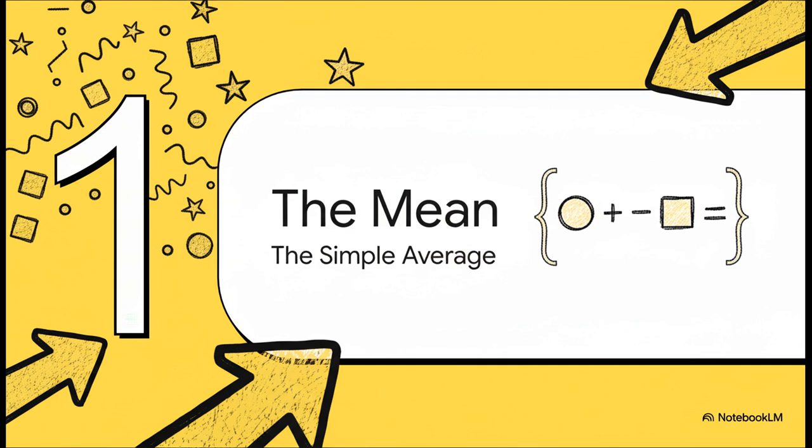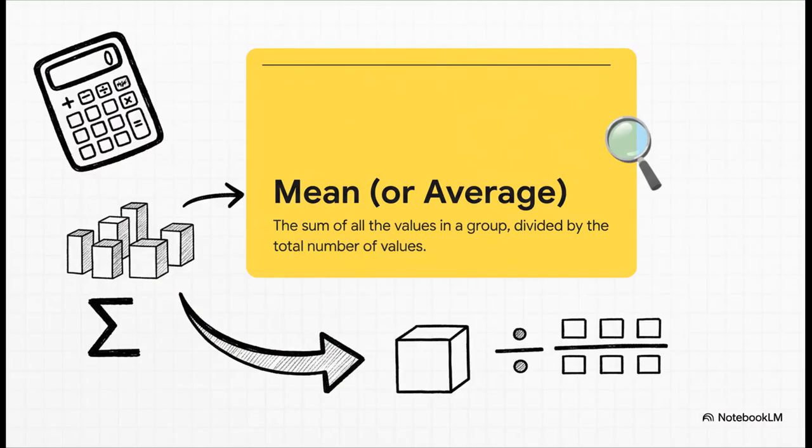Okay, so let's kick things off with the one you're probably most familiar with, the mean. You might just call it the simple average. Yup, the mean is pretty much what we all think of as the average. And the math is super straightforward, right? You just add up all the numbers in your list and then divide that total by how many numbers you had to begin with. It's the classic, the go-to for numerical data.